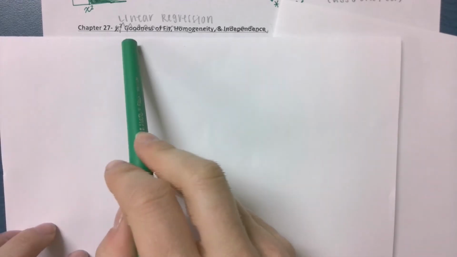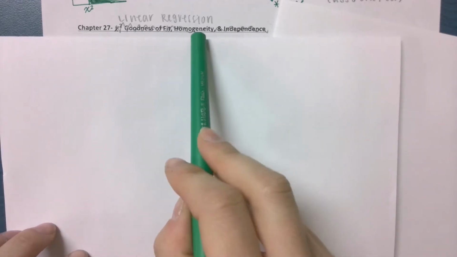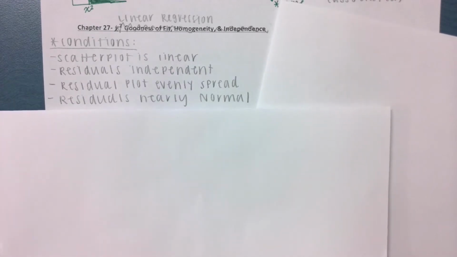Okay, next up we looked at chapter 27, which was our linear regression. I apologize, this does say chi-squared. Again, go ahead and cross that off and change it to linear regression. Linear regression is all of our scatter plot stuff. Your conditions change again since we are looking at two quantitative variables. So here are those conditions, very scatter plot oriented.